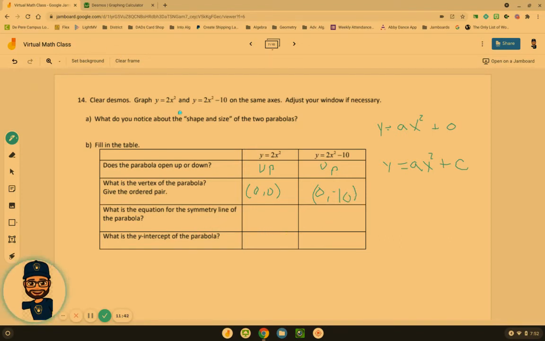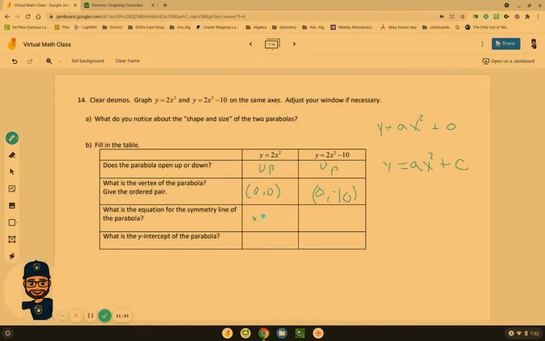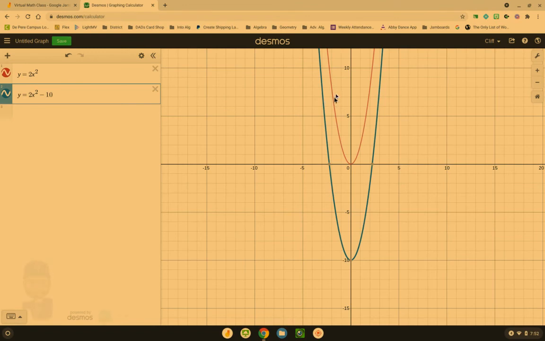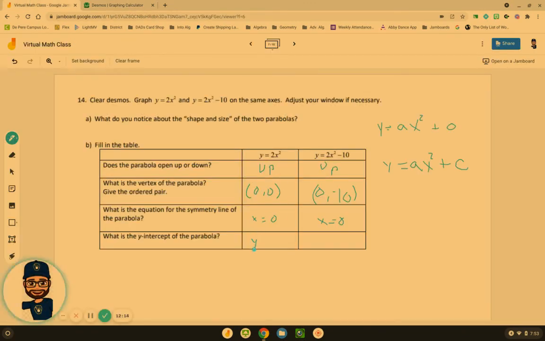What is the equation for the line of symmetry? Well, it's still going to be the exact same line. It still goes through the middle. So that's still going to be x equals 0 for both. However, what's the y-intercept? Where does the red one touch the y-axis? Right there. So it's still 0, 0. But where does the blue one touch the y-axis? Where is its y-intercept? At negative 10. So y equals 0 for the standard one, or y equals negative 10 when we changed that c value on the end.